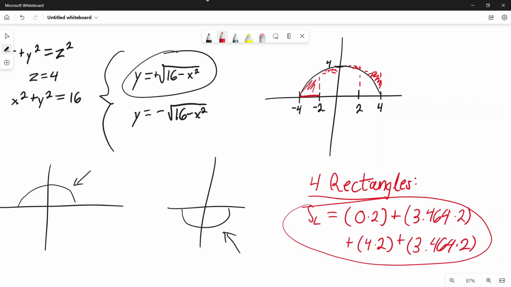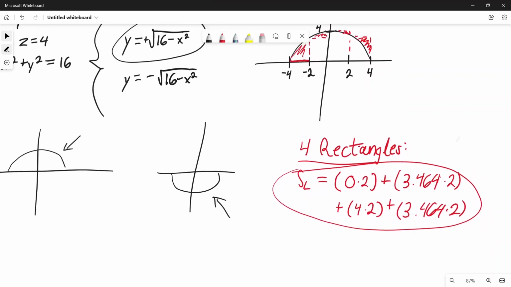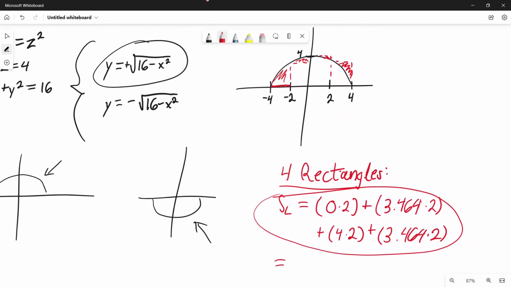Same thing for the last areas you can see here, since they kind of repeat. And then the one in the middle is 4 times 2. So overall, that's going to give an answer of about 21.856, and this is a rounded value.